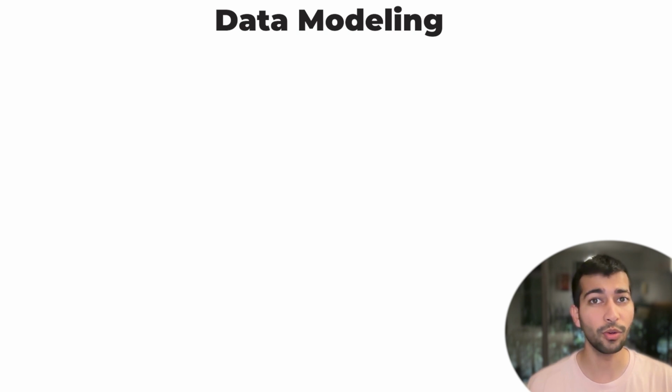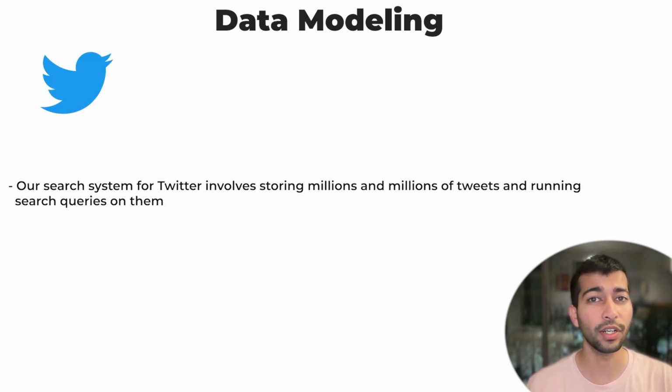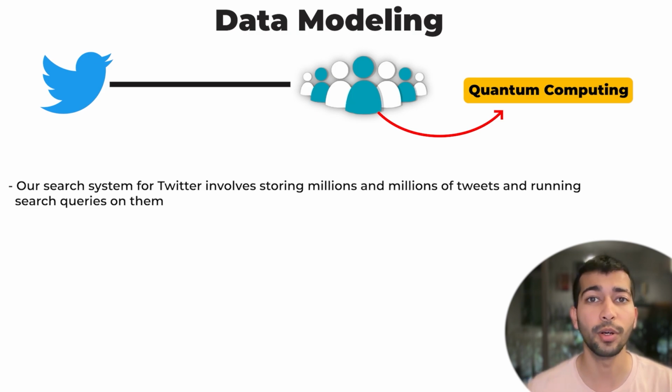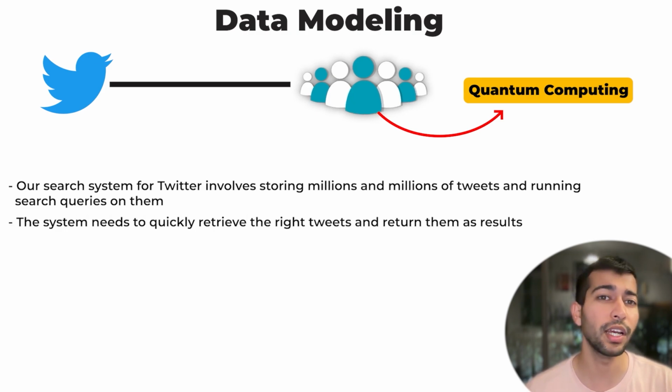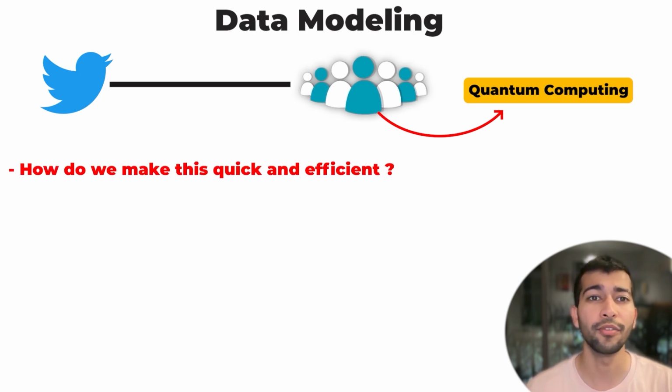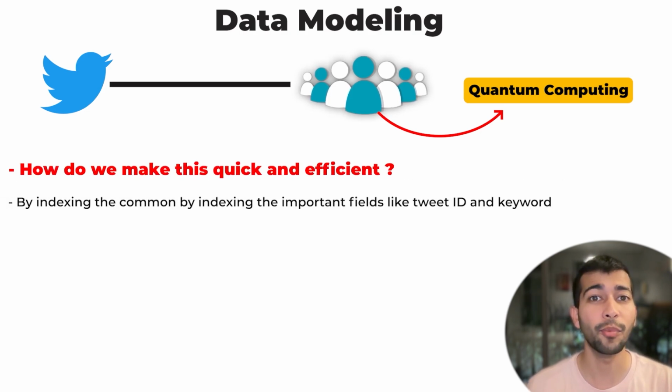searches. We all know that our search system for Twitter involves storing millions and millions of tweets and running search queries on them. To make this efficient, we need to think about what data we are storing and how we'll query it. So when a user searches for something like quantum computing, the system needs to quickly retrieve the right tweets and return them as results. Now, how do we make this quick and efficient? By indexing the important fields like tweet ID and keyword.